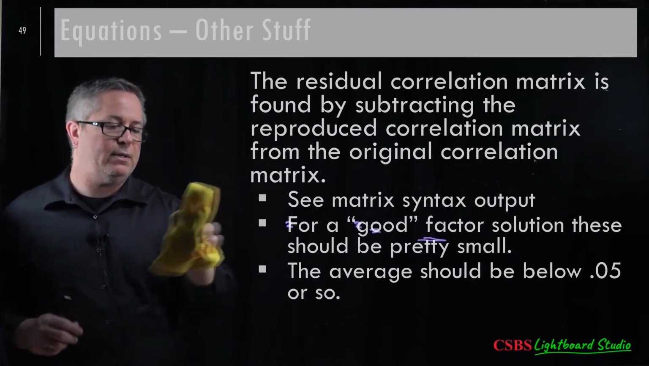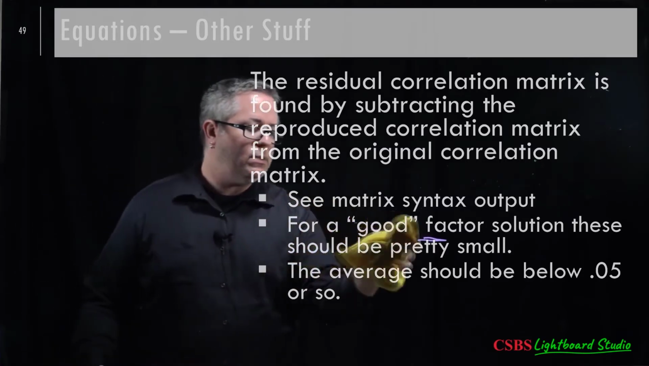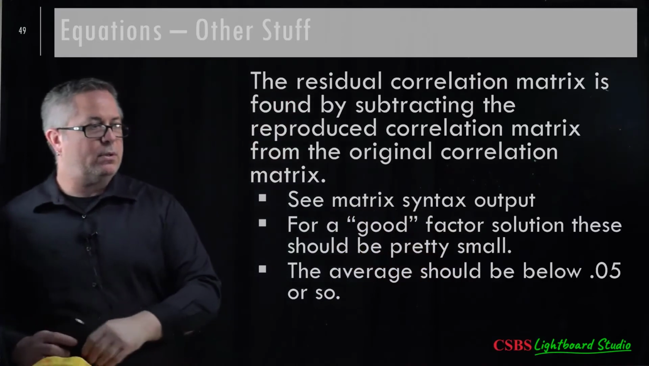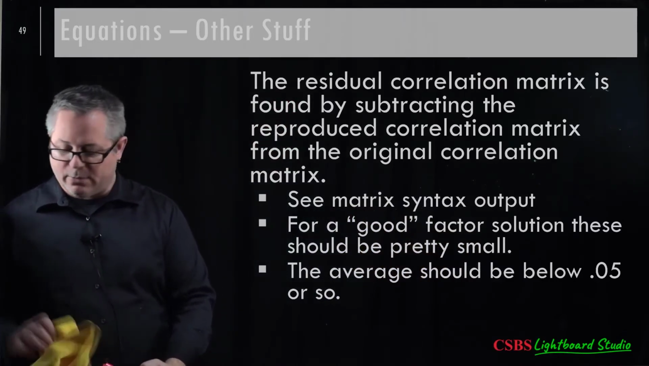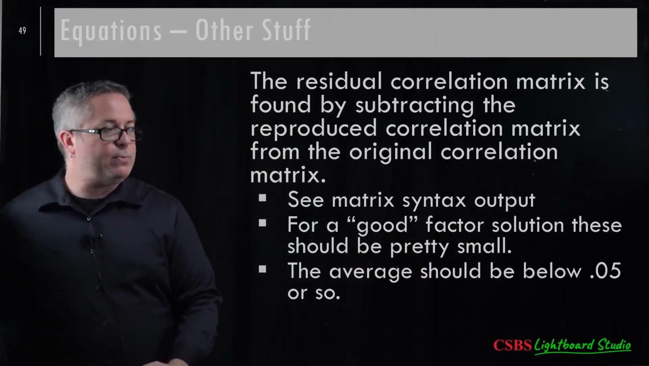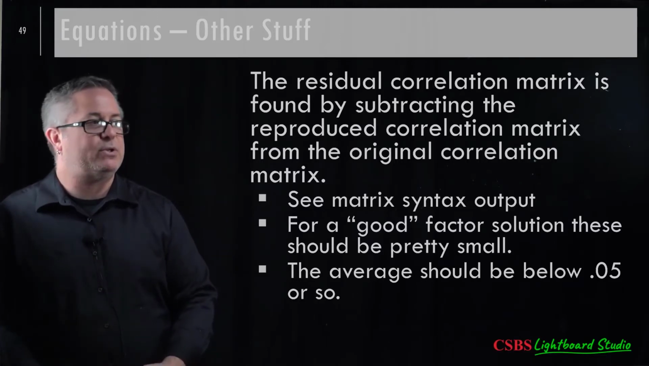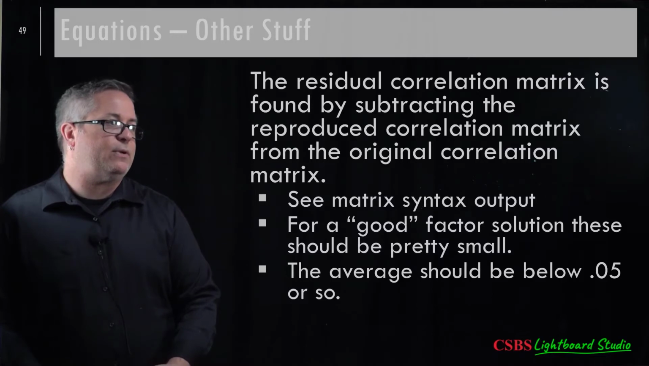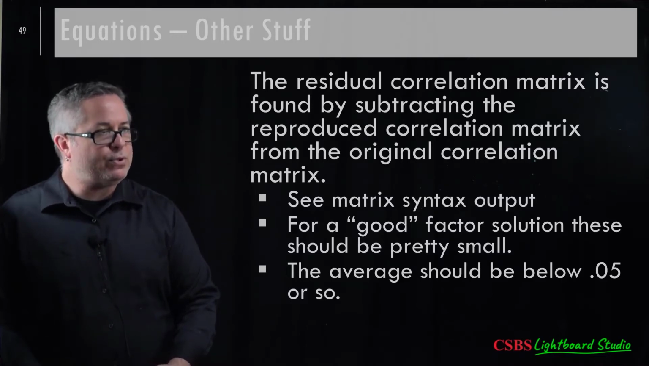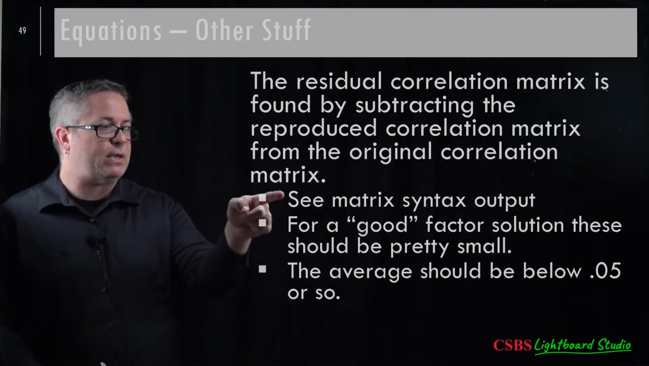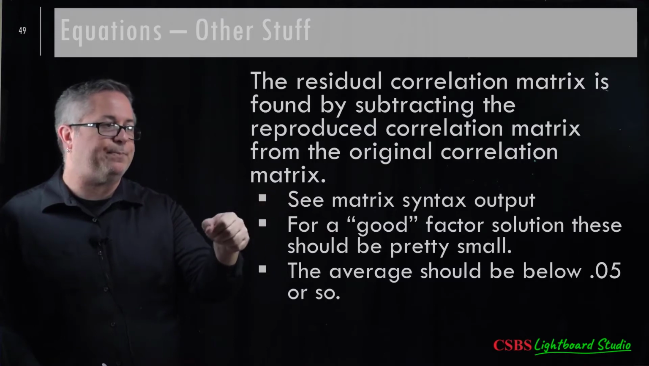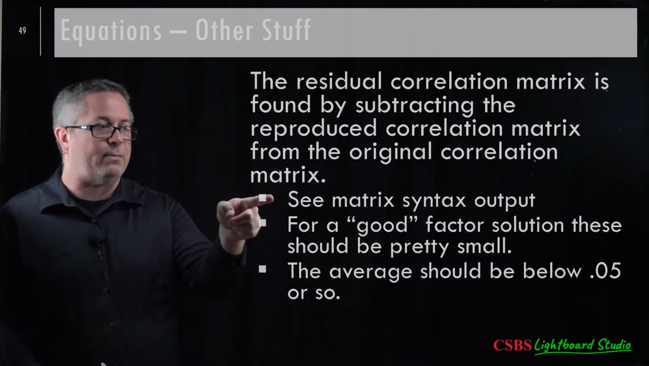Once we find the loadings, we can reproduce the correlation matrix. We can take our original correlation matrix, subtract the reproduced correlation matrix, and it gives you a residual matrix. So the residual correlation matrix is found by subtracting the reproduced correlation matrix from the original correlation matrix. And again, there's some matrix syntax if you want to check it out. I'm not going to go through it here, but it's available if you want it. And if you have any questions, you can go through that, and I'll be happy to help you outside of this.